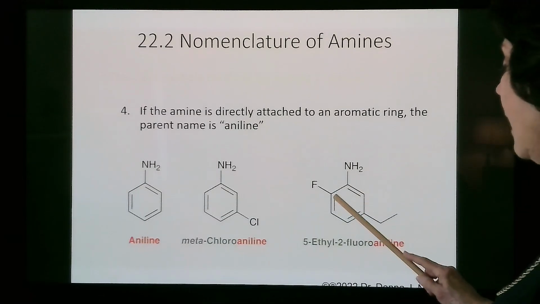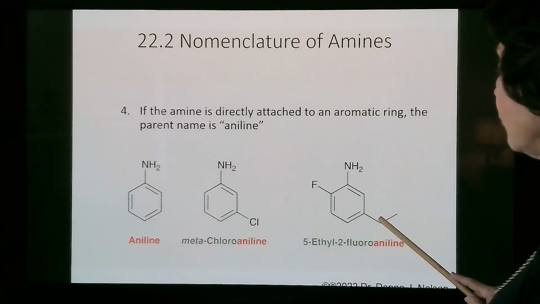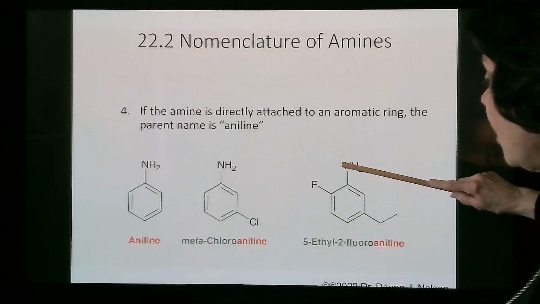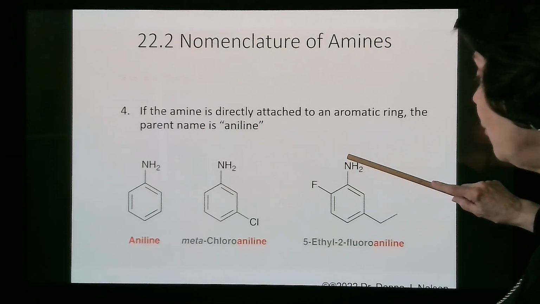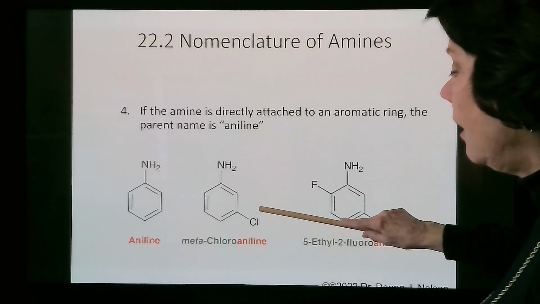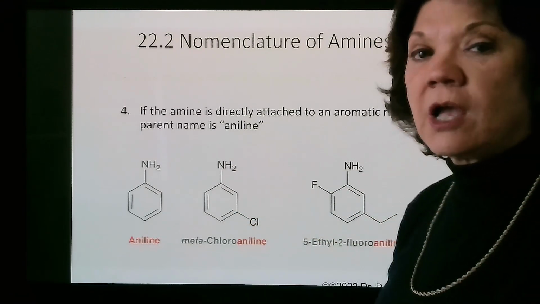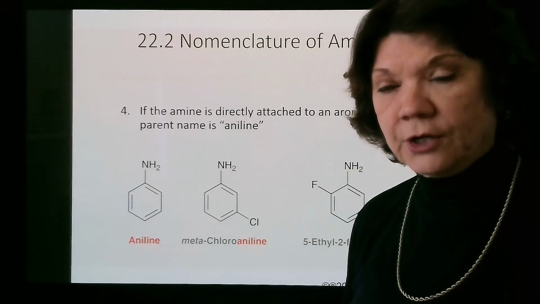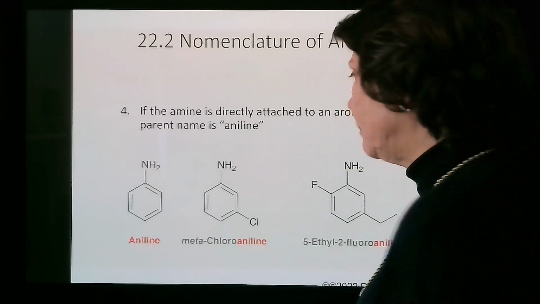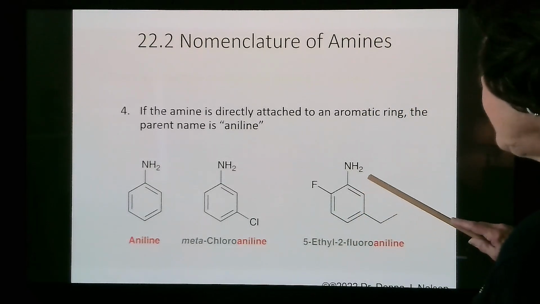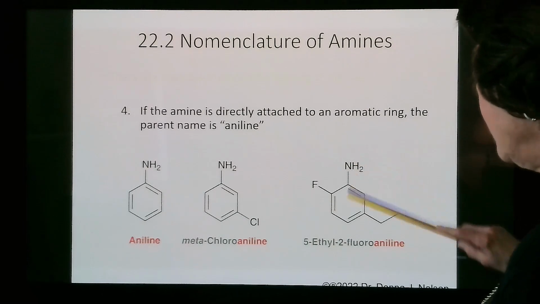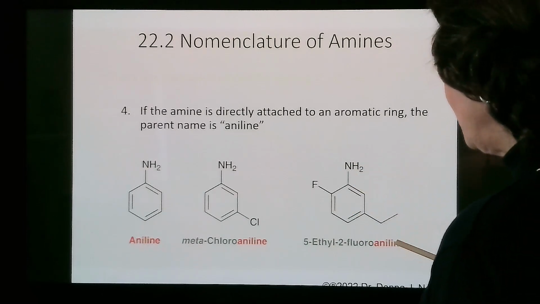Here, this has 2 different substituents. It has the fluoro and the ethyl. So the nitrogen is the higher priority group, just as it was over here. Nitrogen is higher priority than the halogen. Remember, halogens have a very low priority, at the same level as alkyl groups. So here, the fluoro and alkyl are lower priority than amino, and so this is named as an aniline.